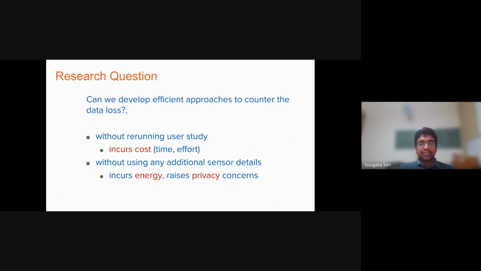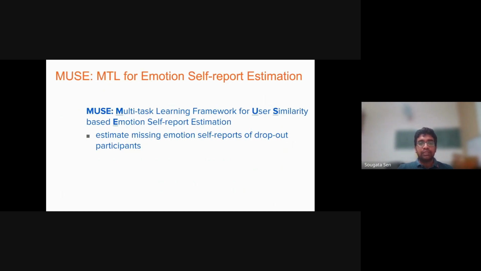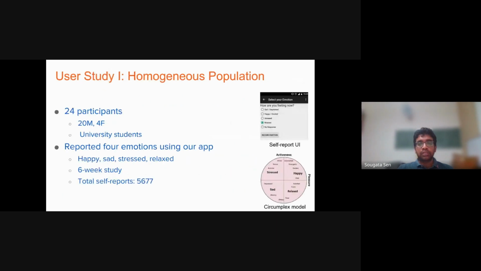Adding additional sensors might help in the process. However, adding new sensors has cost associated with it in a different way. And some of these sensors often raise privacy concerns. To address these questions, we have developed a multitask learning framework, MUSE, that aims to determine user similarity and estimate missing emotion self-reports of dropout users based on other similar users. Via MUSE, we were able to quantify user self-reported behaviors. We were also able to model emotion self-reports, thus allowing estimating missing self-reports.